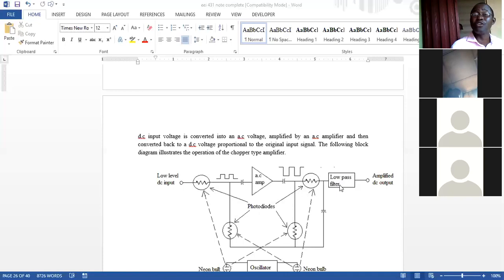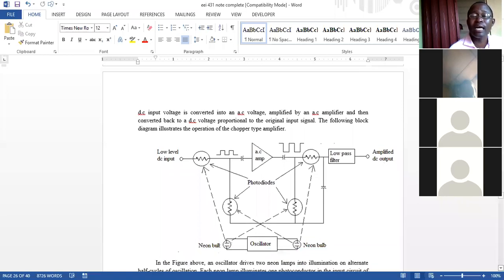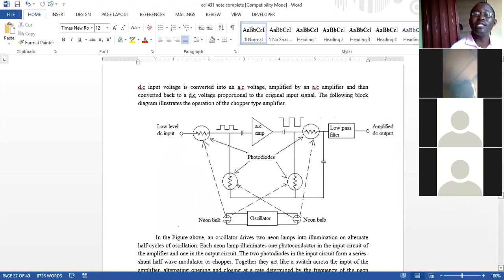What does a low-pass filter do? A low-pass filter allows only very low frequency to get to the output. Anything with higher frequency will be blocked off. So there is no AC portion of the signal that can get to the output. It's only the DC level that gets to the output, and that is what is going to be measured at the output. The amplified DC signal is now applied to a meter, and then you get the measurements of the voltage, although in an amplified manner. Fine. The low level DC that you are measuring is amplified.